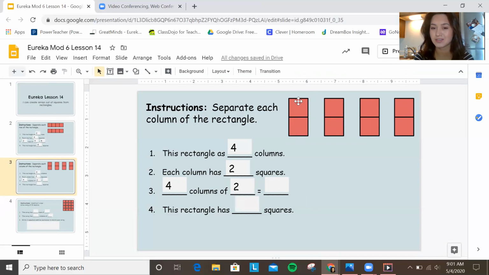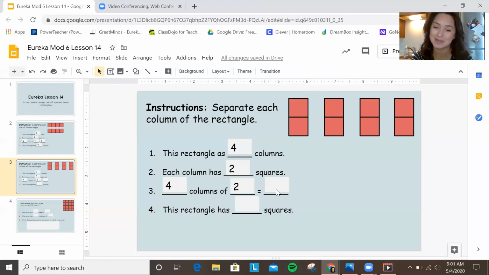Let's skip count. 2 plus 2 equals 4, plus 2 equals 8, plus 2 equals, no, plus 2 equals 6. Good catch. 2 plus 2 equals 4. 4 plus 2 equals 6. 6 plus 2 equals 8.